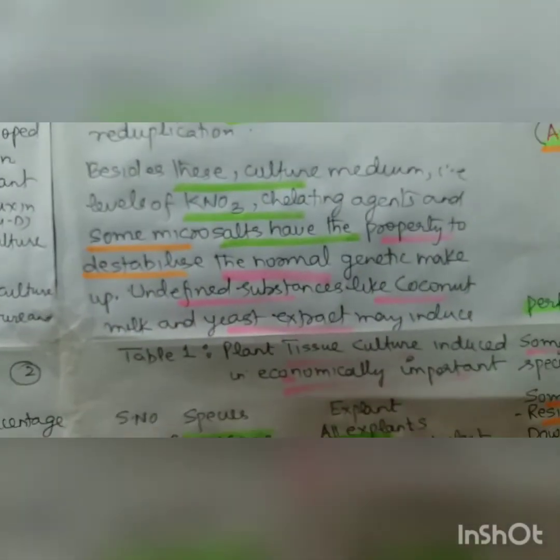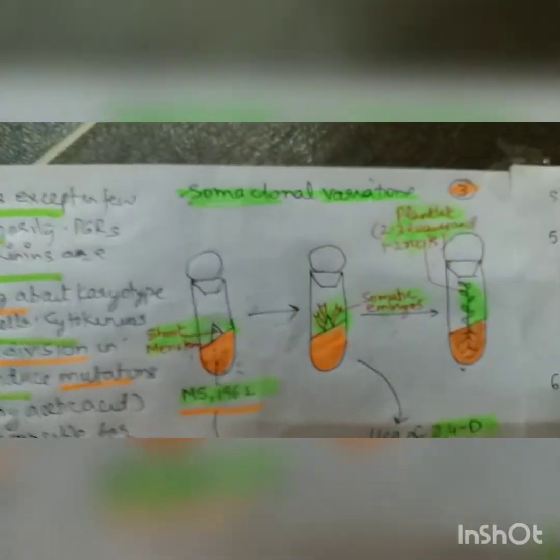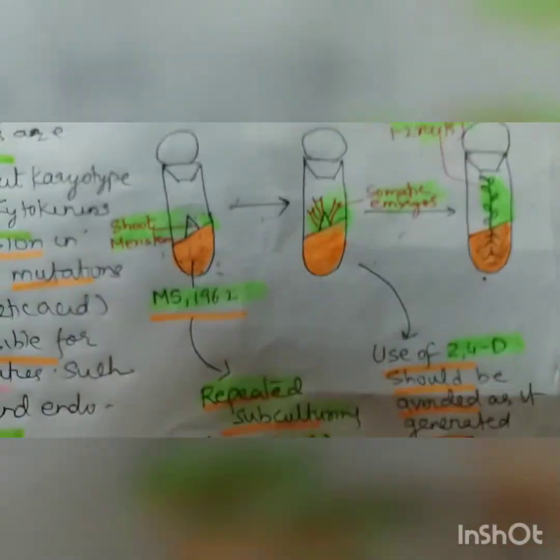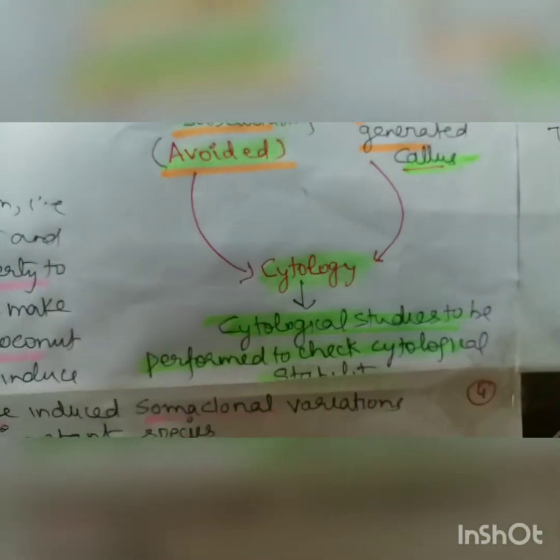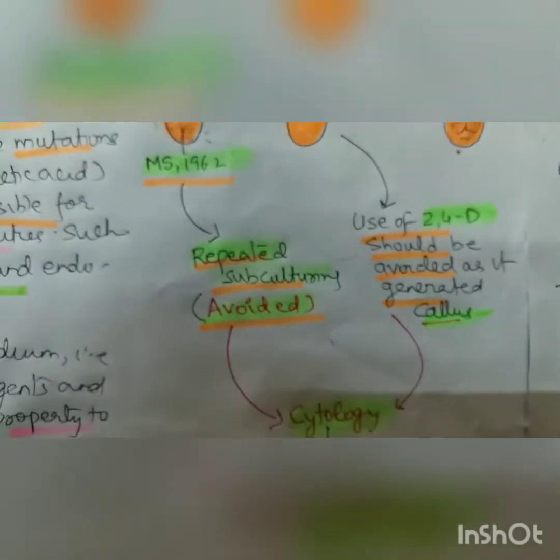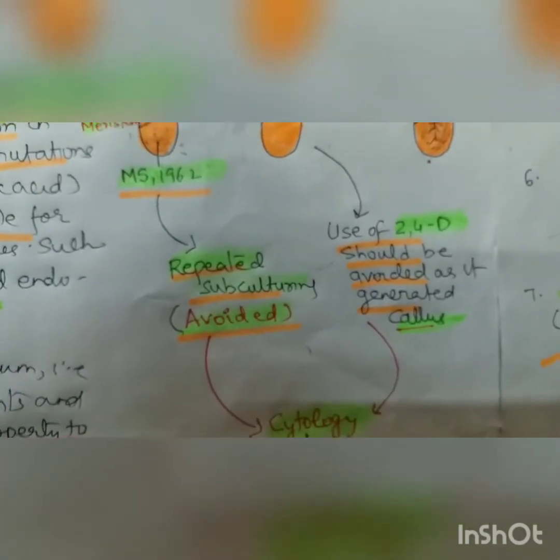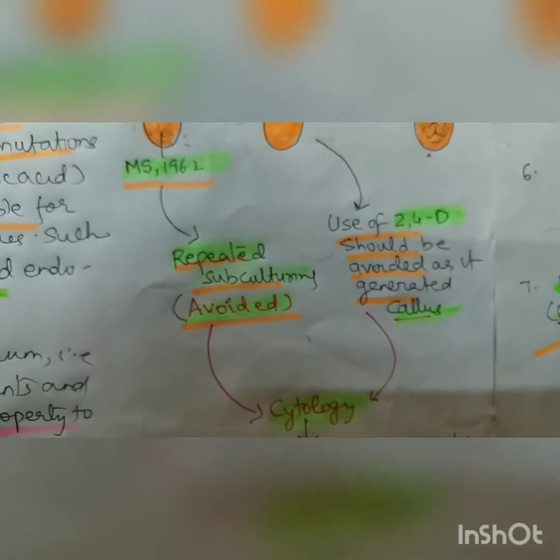So for these somaclonal variations, I already told you, we use the shoot meristem, but repeated cultures should be avoided because they result in endoreduplication, and polyploids or diploids will come. Whereas use of 2,4-D should be avoided.